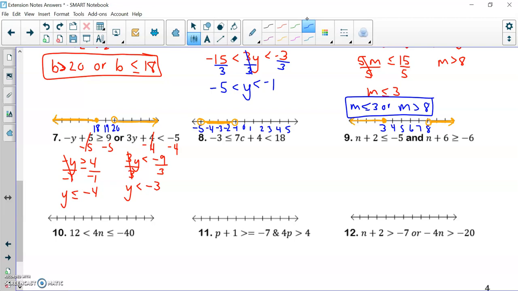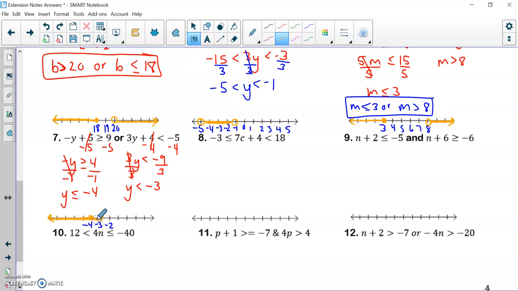So I'm going to graph this now. All right. So I have a closed dot at negative 4 and an open dot at 3. So y is less than or equal to negative 4 means I shade to the left. Y is less than negative 3 means I shade to the left. So this is a new one.